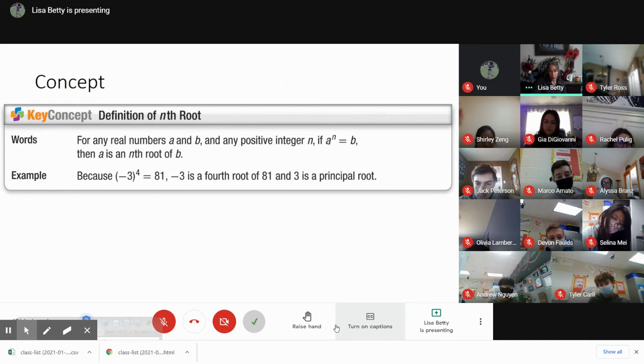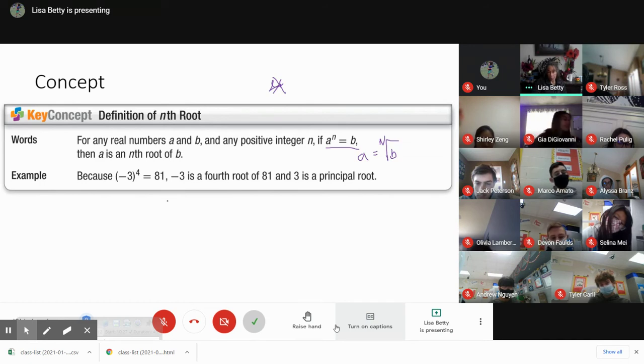And this is just a fancy way of saying that if something to the nth power is b, then the nth root of b is going to equal that something. That's all it's saying: do, undo. And here's an example of it.